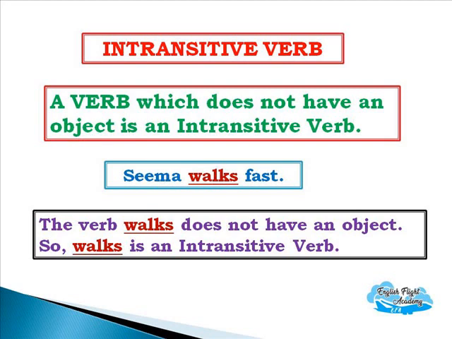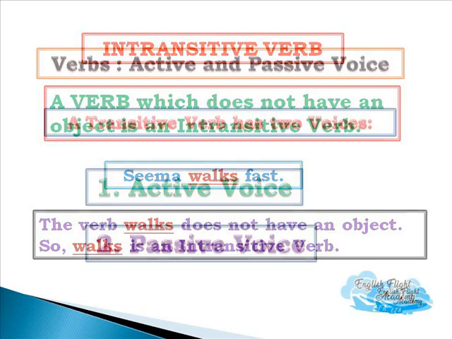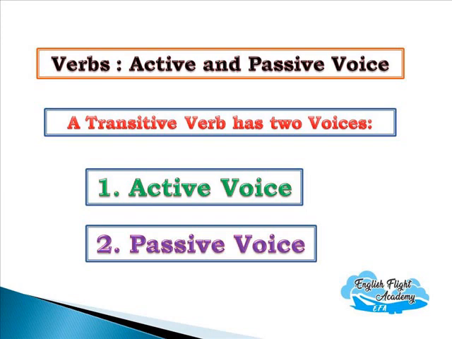जिन verbs का कोई object नहीं होगा वो verb intransitive verb कहलाएगा. Example देखें, Seema walks fast. तो यहाँ पे very clear है कि यहाँ पे fast cannot be considered as an object, so it's an intransitive verb. So walks जो है यहाँ पर intransitive verb हो जाएगा क्योंकि walks का कोई भी object नहीं है. I hope it's clear. So transitive verb जो होता है उसके 2 voices होते हैं, active voice and passive voice.